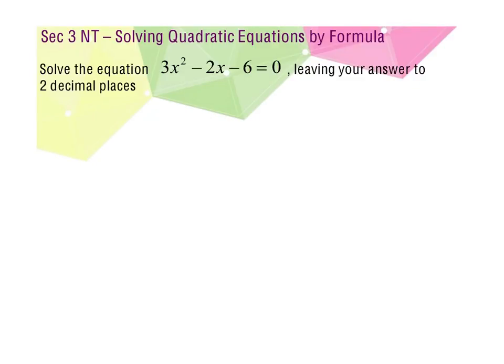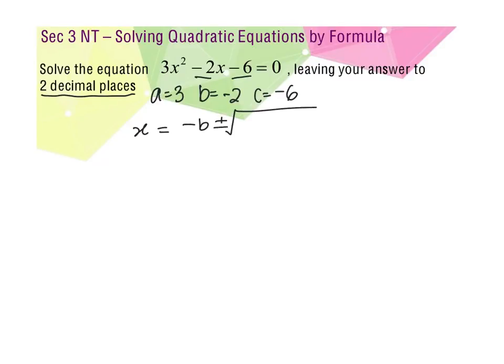Now let us apply the formula to solve the following equation. So in this equation here, we know a equals 3, b equals negative 2, c equals negative 6. Now the question already says leave your answer to 2 decimal places. That means I'll need to use the formula. So in this case, I will have the formula x equals minus b plus minus square root of b squared minus 4ac over 2a.